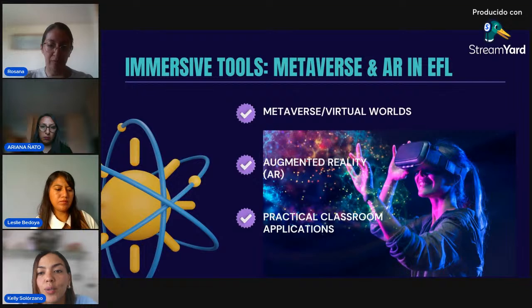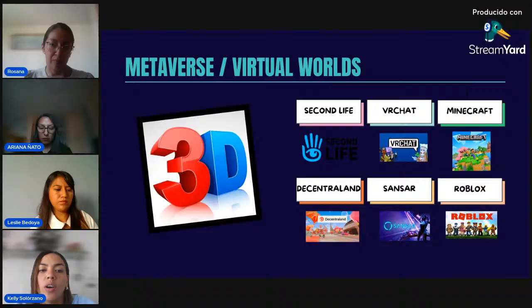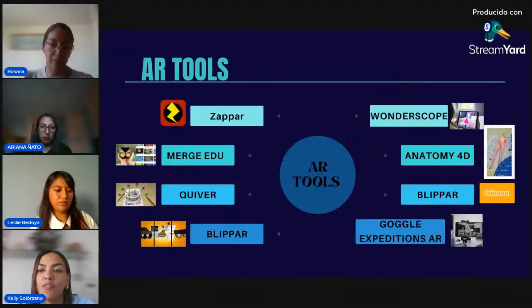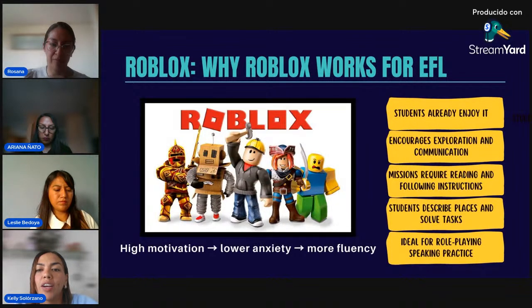Among all of these tools, one that really stands out is Roblox, because many of our students already love it, and this gives us a huge advantage as teachers. When we use a tool that students enjoy, their engagement and motivation increase immediately. So inside Roblox, students can follow instructions, complete missions, describe places, collaborate with classmates, ask and answer questions, and role-play real-life situations. This means they are practicing English authentically, without pressure, and with high enthusiasm.